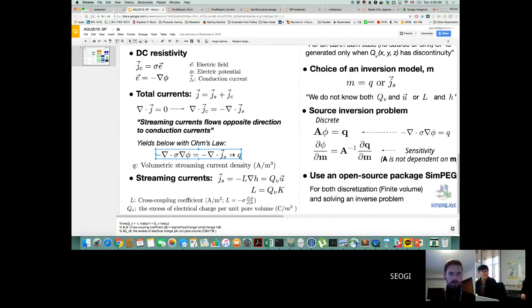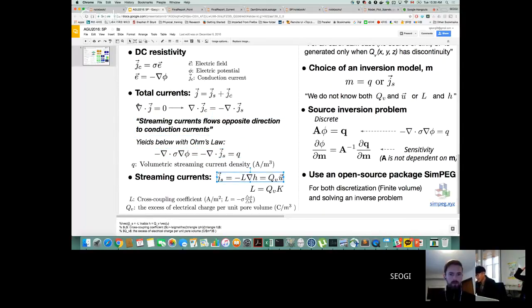They're opposite. I think that's important to know. Then that is like a typical equation that we know. So this JS is different from what we usually use as an active source, which is a delta function. But anyway, you can use the same notation. Then basically that's the same DC equation.